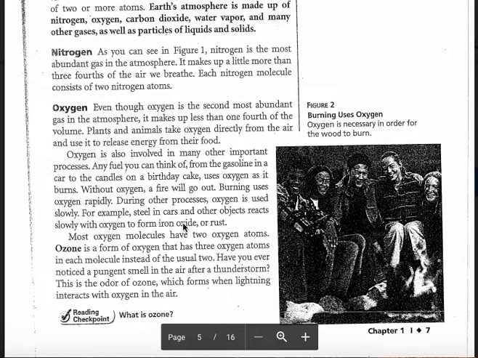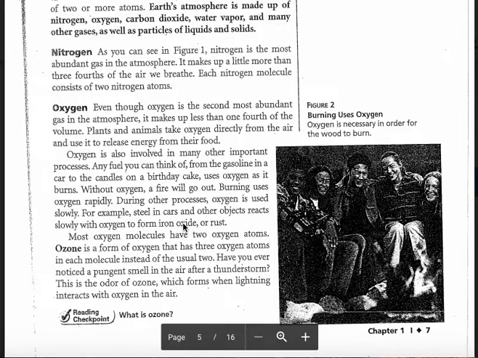Oxygen. Even though oxygen is the second most abundant gas in the atmosphere, it makes up less than 1/4 of the volume. Plants and animals take oxygen directly from the air and use it to release energy from their food. Oxygen is also involved in many other important processes.